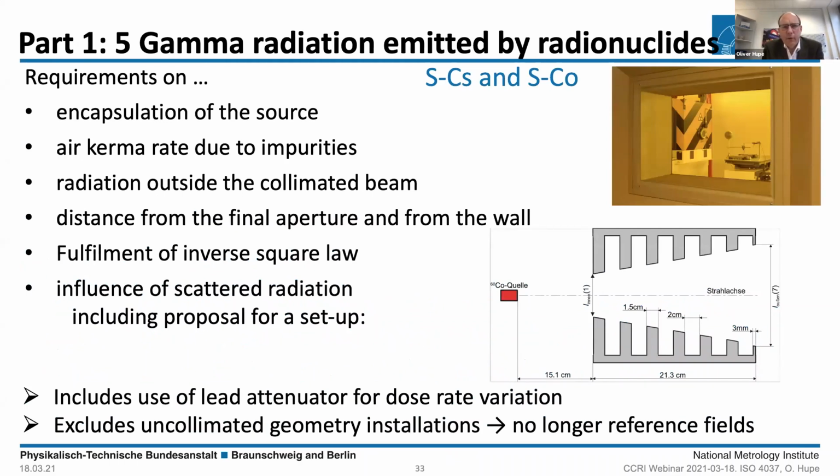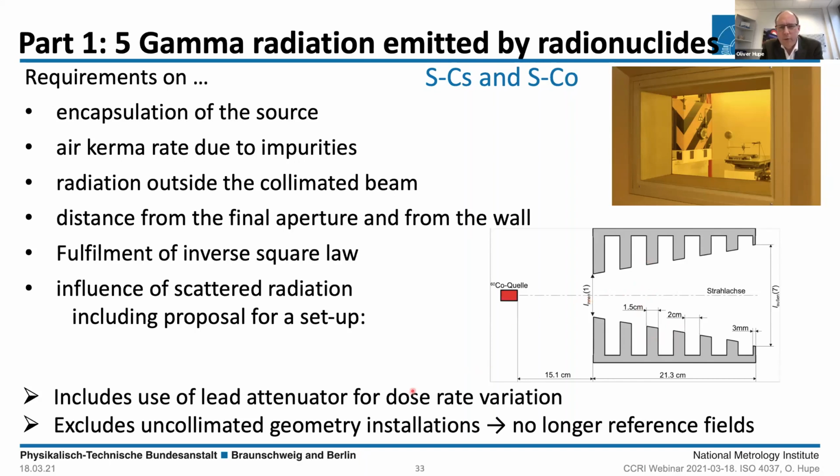Coming from X-rays to the gamma radiation emitted by radionuclides, there are also requirements on the encapsulation, on the air kerma rate due to impurities, so radiation outside the collimated beam, the minimum distance from the aperture, and also from the wall to avoid scattered radiation. You have to check the fulfillment of the inverse square law, and you have to care about scattered radiation from your collimators. There's also a scheme given on how to construct a collimator to get rid of scattered radiation.